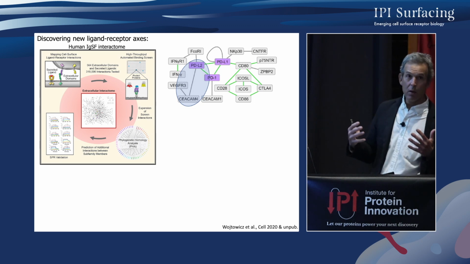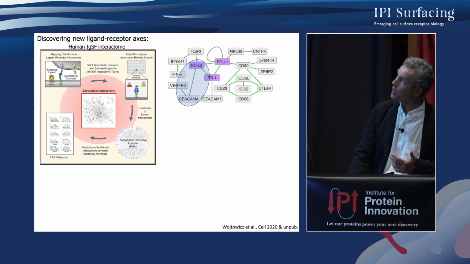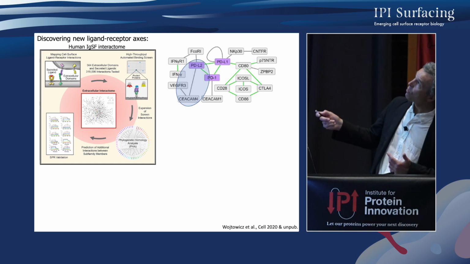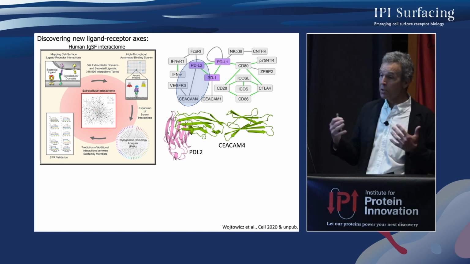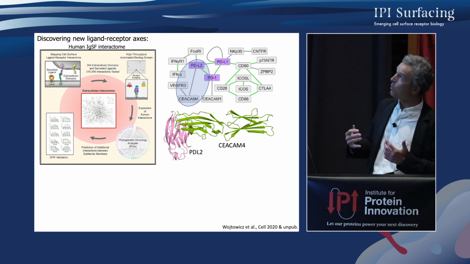And so to me, the ultimate litmus test of what's real is a crystal structure. And we've managed to crystallize CCAM4 with PDL2. And then, what does it do physiologically? That's a very tough question, but we're starting to look into this.